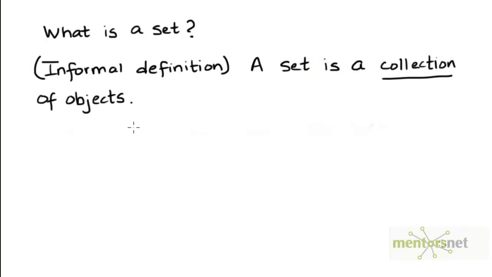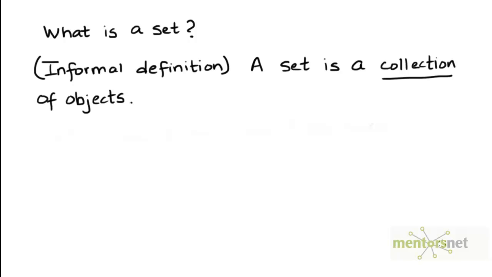What is a set? How do we define a set? Informally, a set can just be defined as a collection of objects. These objects, which make up the collection or the set, can be of any kind.